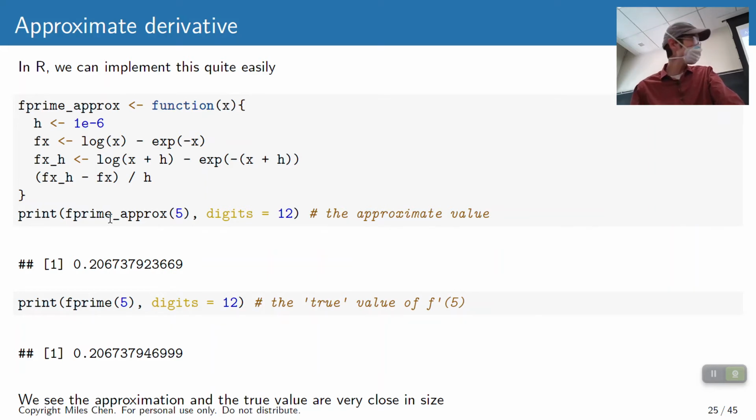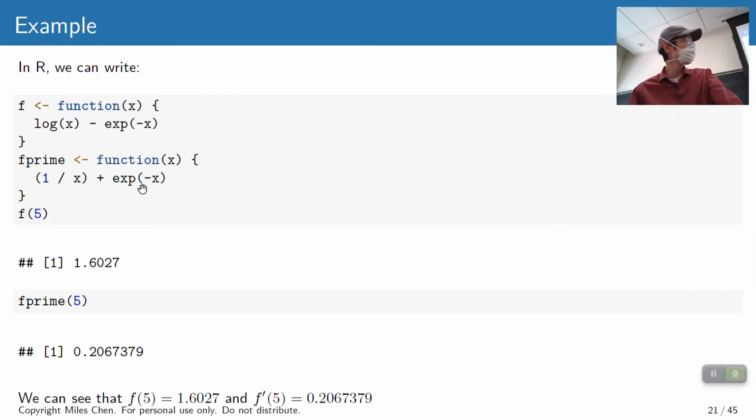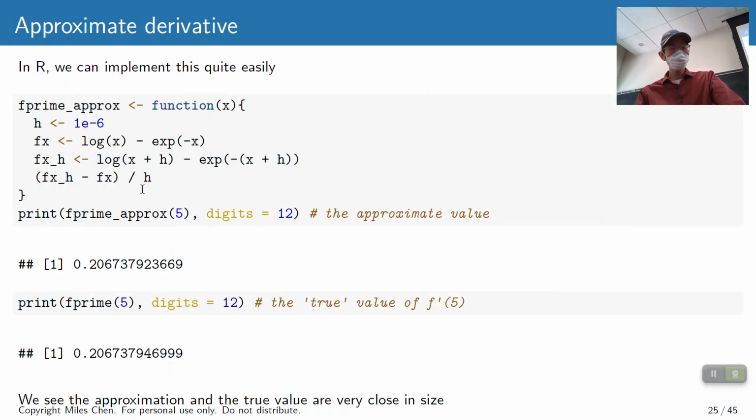My approximation is 0.2067379236669. Here I said to print out 12 decimal places of precision. Let's compare that to f prime, the quote-unquote true value. I created this function f prime as 1 over x plus e to the negative x. The quote-unquote true value is 0.20673794699. We can see that these two numbers are very close to each other. They are accurate, with the same values up to 8 decimal places.